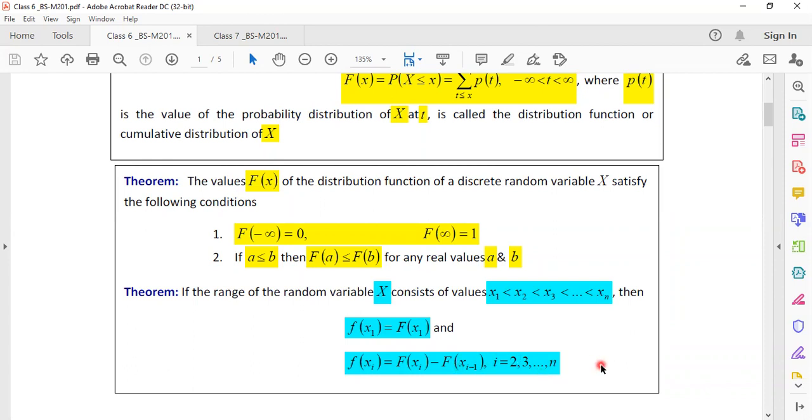So these three things, the definition, theorem 1 and theorem 2, although I have not numbered the theorems, let us consider this to be theorem 1 and theorem 2. I am asking all of you to remember this, to memorize this, for the sake of your examination. These are very important results.